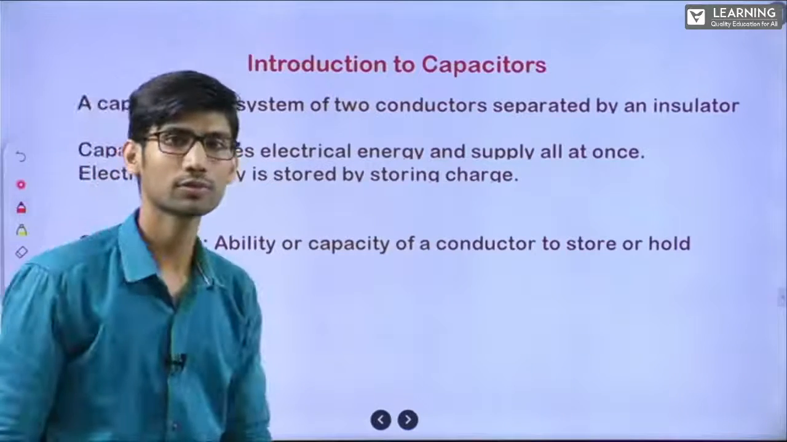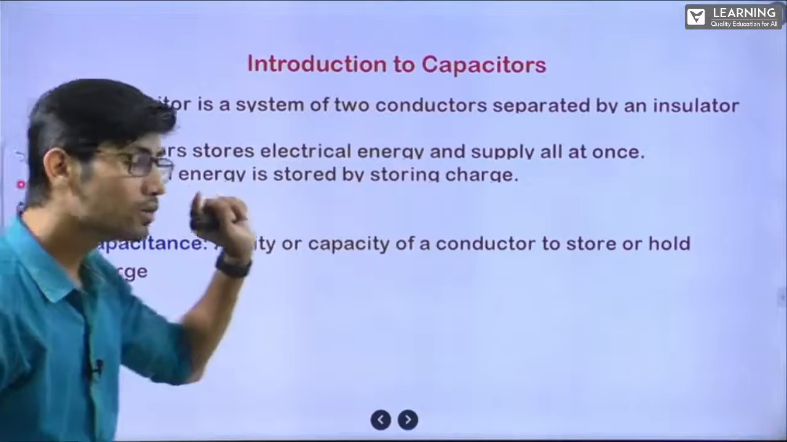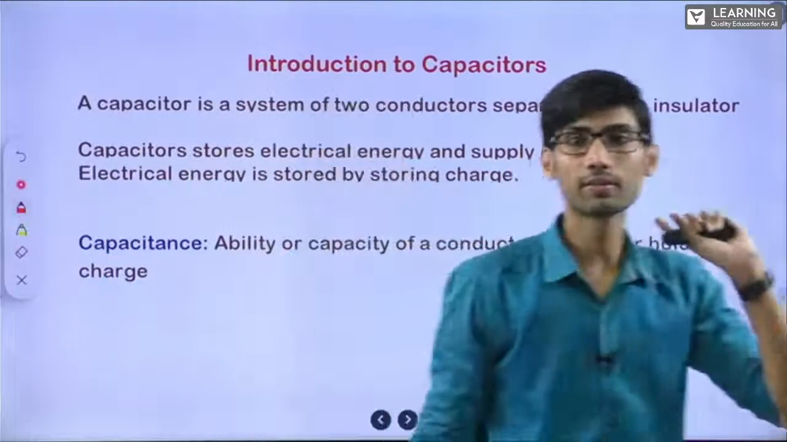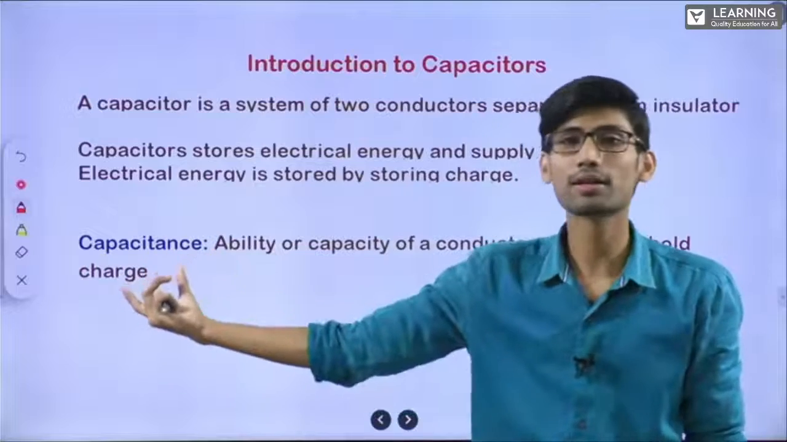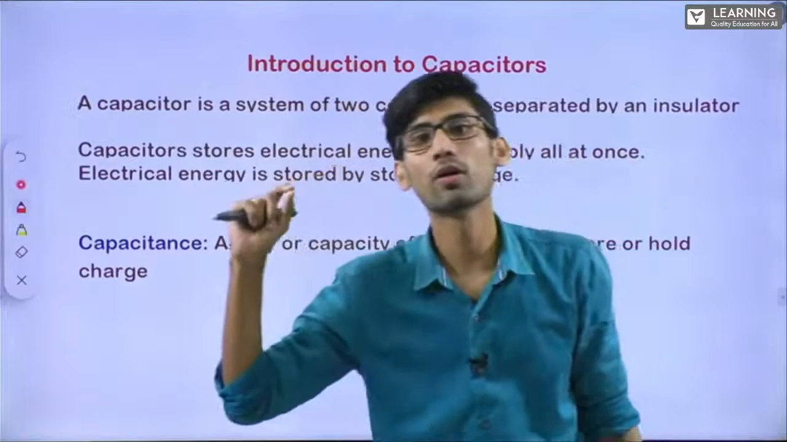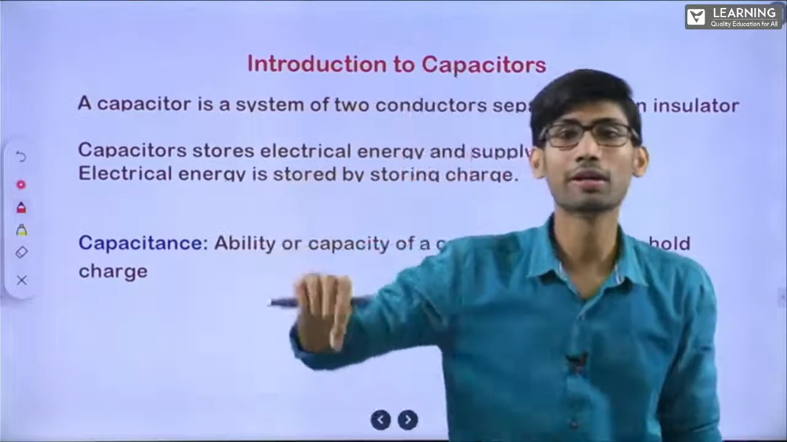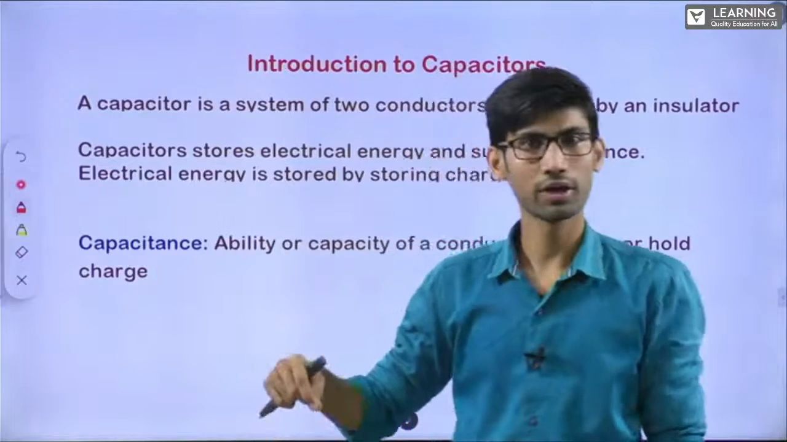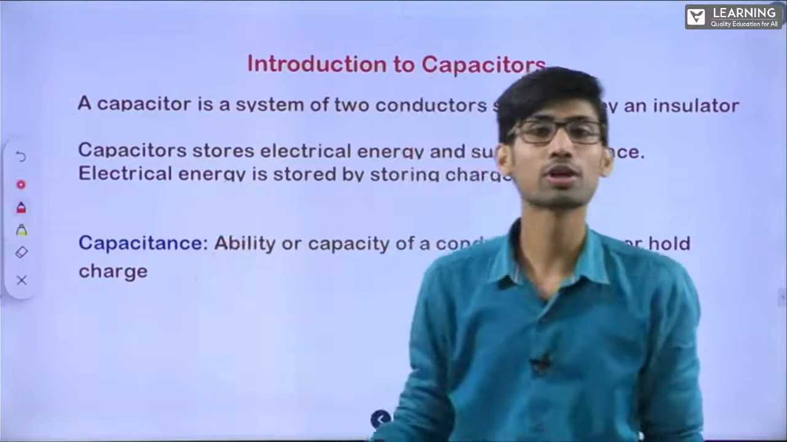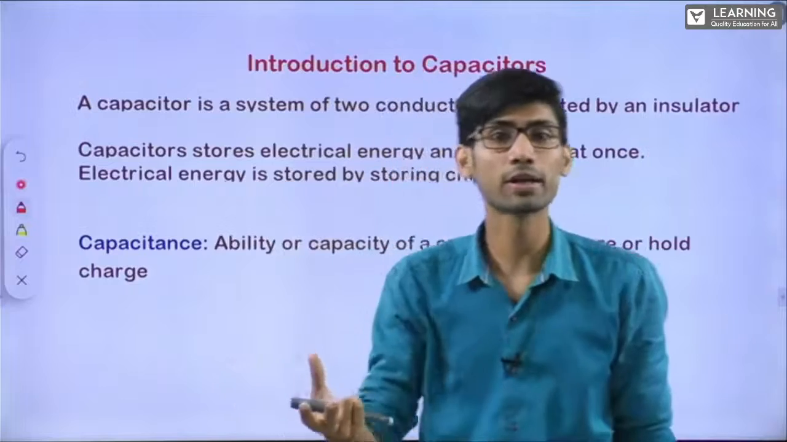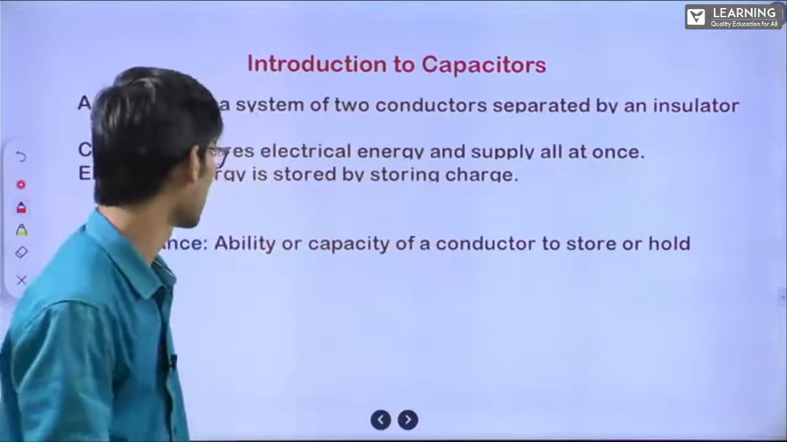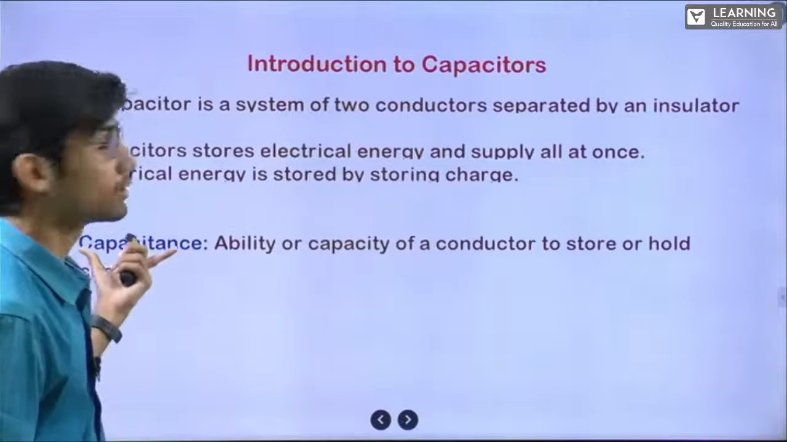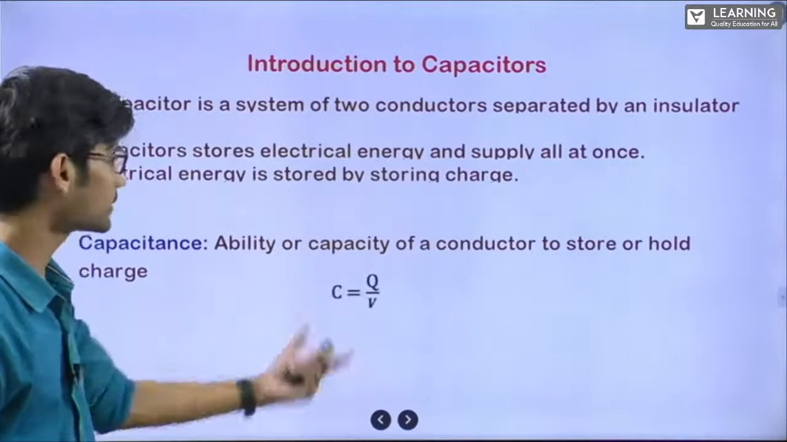Fine. So now from the definition, or from common sense and logic, you can understand that capacitance is something which is the property of the conductor, the material. The shape will decide how much charge it can hold. The size will decide how much charge it will hold. Okay? All right. The formula for this capacitance is Q by V.